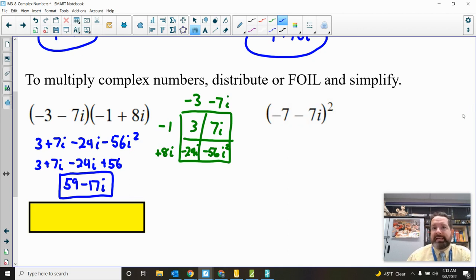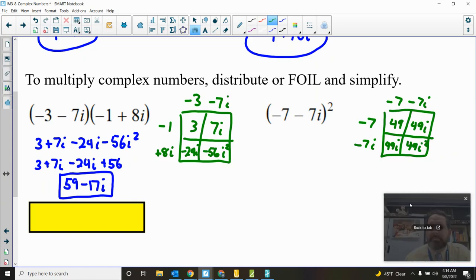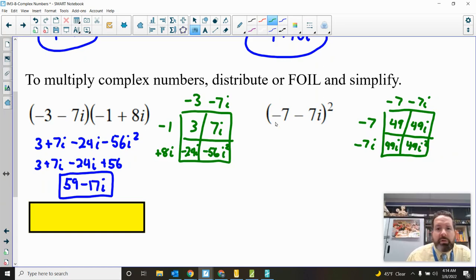Okay, let's go again. On this one, I would like you to do a little pause and try it yourself. Remember that when you see that squared, you're really multiplying the negative 7 minus 7i times itself. So you still have to do the all 4 boxes bit. I'm going to take a look now at what we got.